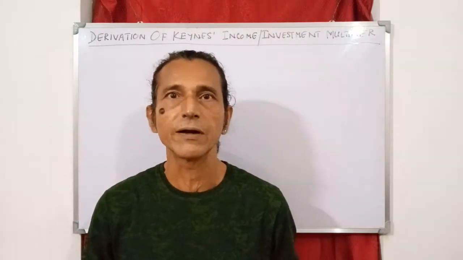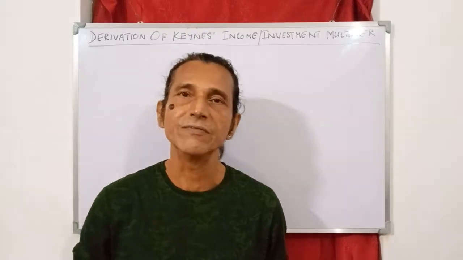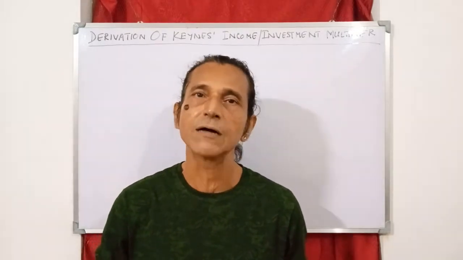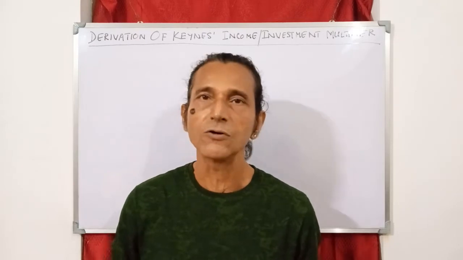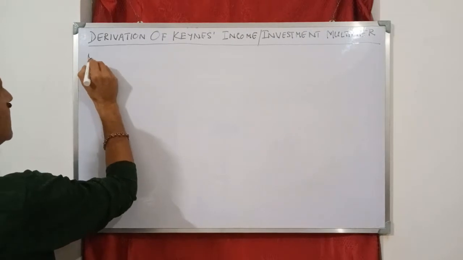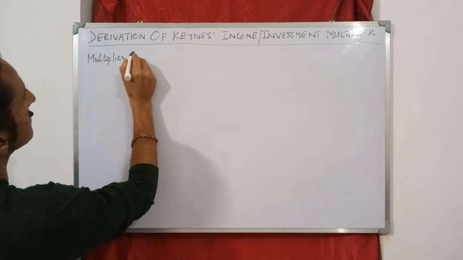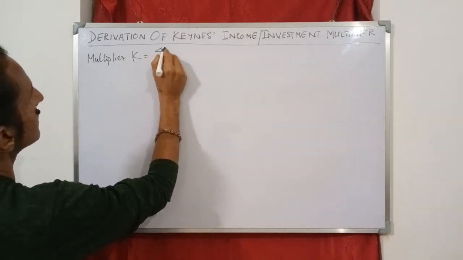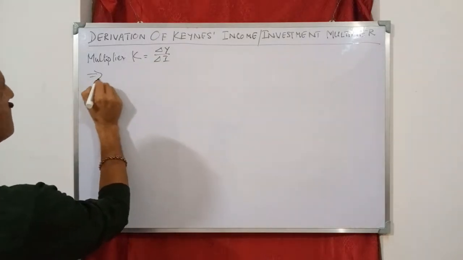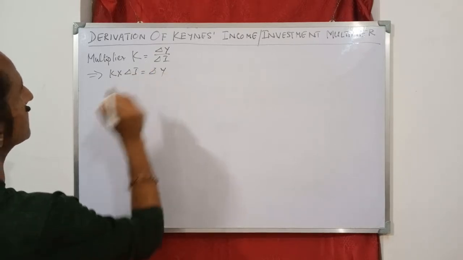Income or investment multiplier states that when a fresh investment is done, then income multiplies by a number of times. So according to Keynes, please look at the whiteboard. Multiplier, which is K equals to delta Y by delta I. This gives us K into delta I equals to delta Y.